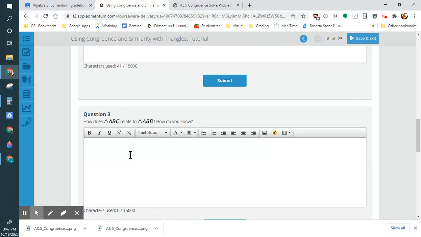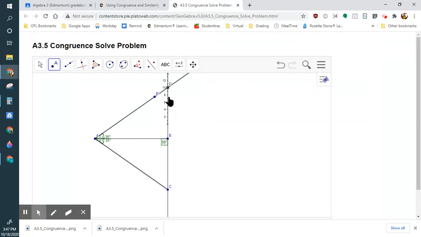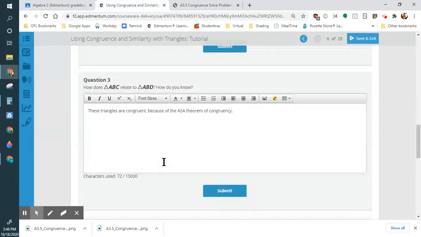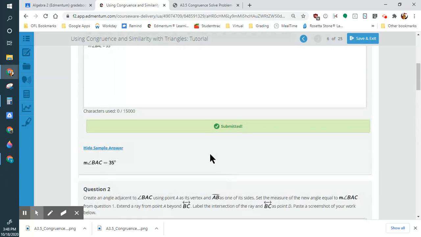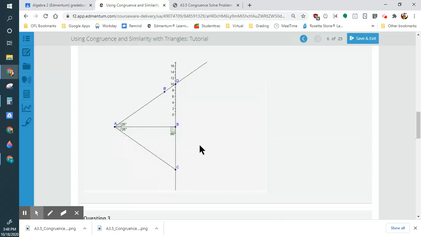So we're going to say that these triangles are congruent because of the angle side angle theorem of congruency. So because they're equal, we're going to end up knowing that this side that's 10 feet is going to be over here. So I forget, since I'm a student, I'm going to have to click on these pictures.